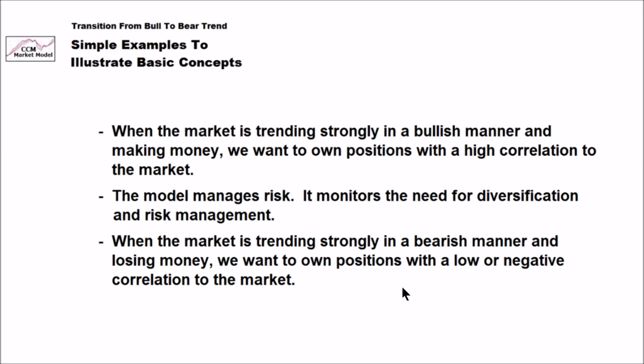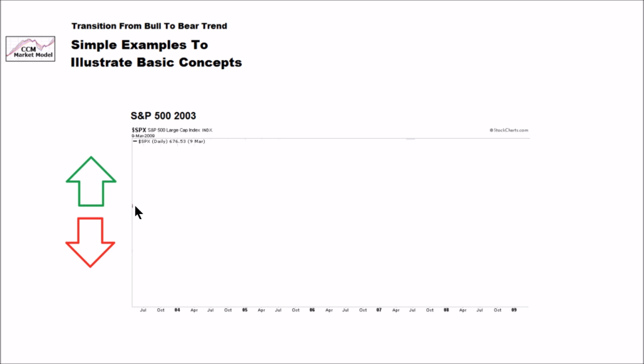Some other very, very important points. When the market is trending strongly in a bullish manner, and the S&P 500 and SPY are making money and the data still looks good, we want to own positions with a high correlation to the market. The model manages risk. It monitors the need for diversification and risk management. Conversely, as we've just shown with the foreign ETFs in the pie chart, when the market is trending strongly in a bearish manner and losing money, we want to own positions with a low or negative correlation to the general market or SPY. This is the S&P 500 in 2003.